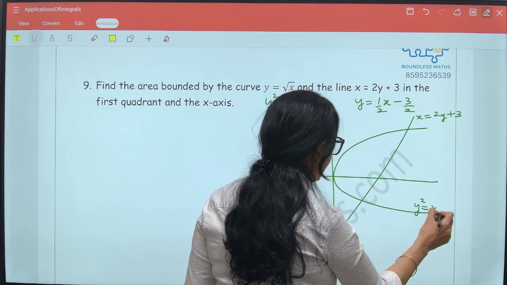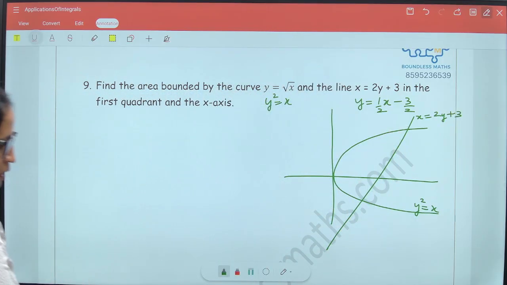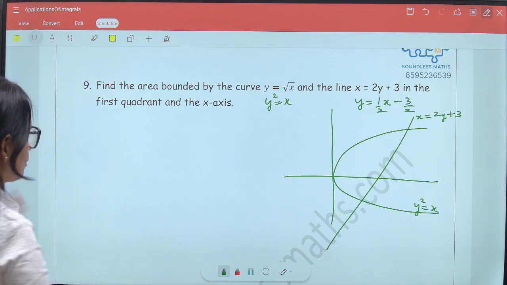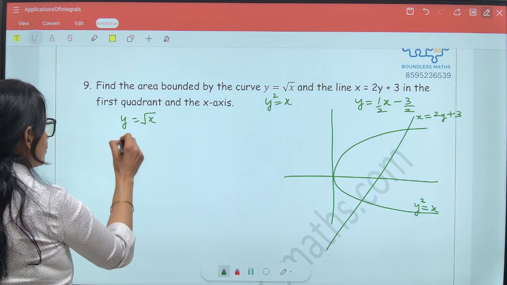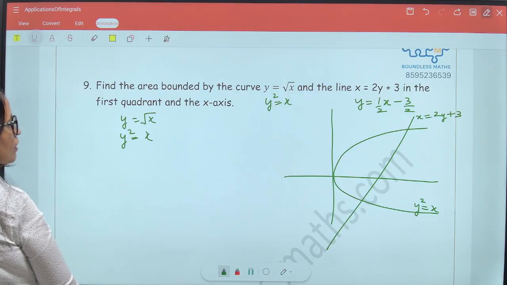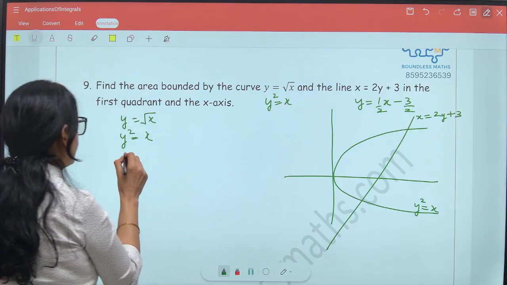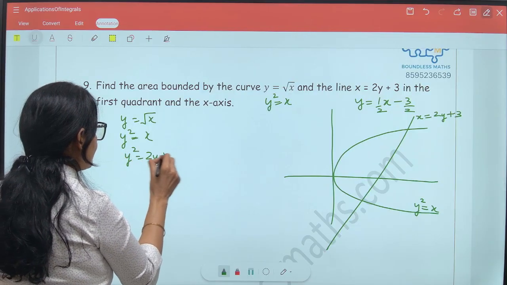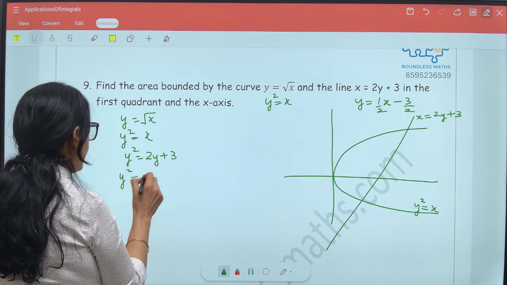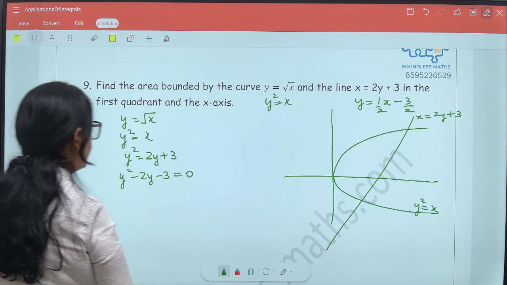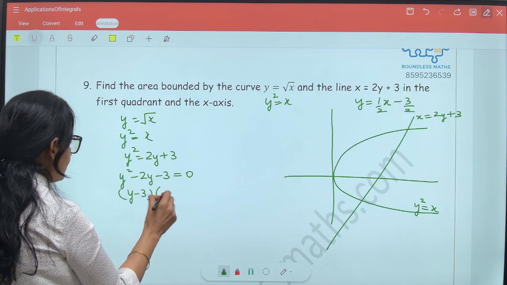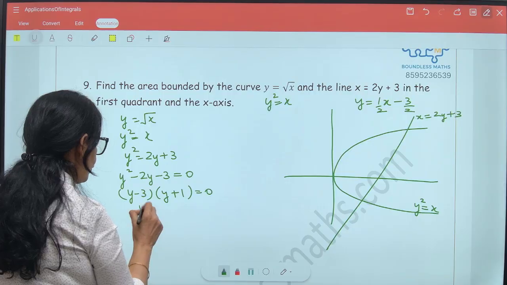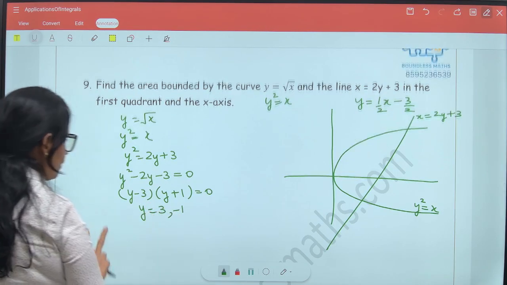y square is equal to x. Now again we need to solve these equations algebraically and find the points of intersection. So let's do that. So y square is x, and from the straight line we have x is equal to 2y plus 3. So y square equals 2y plus 3, y square minus 2y minus 3 equals 0. The factors are minus 3 and plus 1. So that means the value of y is 3 and minus 1.